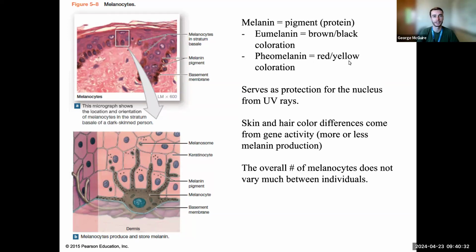Pheomelanin is a different type that tends to produce red or yellow coloration. So you see this more in light colored skin and in red hair. That would be from pheomelanin.